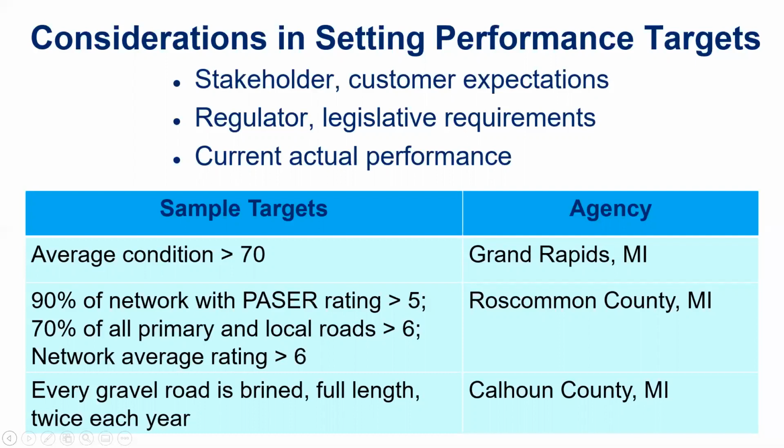You can see others that are using PACER. Roscommon County, Michigan, they have 90% of the network with PACER rating greater than 5, 70% of the primary and local roads greater than 6, network average rating greater than 6. So they have a lot of different goals that they have set there, or targets that they want to meet. Calhoun County, a little bit simpler. They just want to make sure that every gravel road is brined to cut down on dust, uphold the fines together, full length, twice each year.